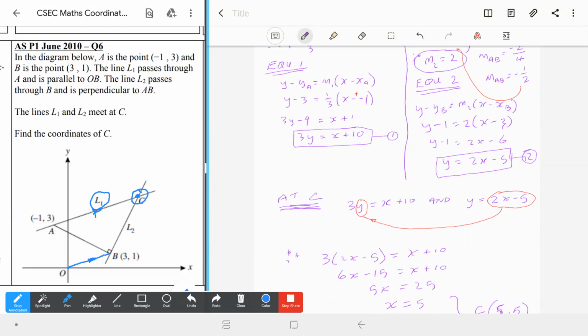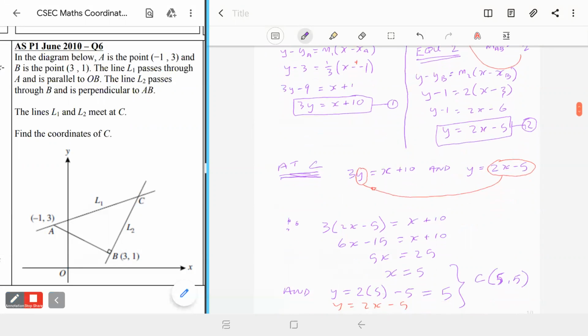So you solve them simultaneously. That's why we have to get the two equations. Now that we have the equations, we can say that at the point C, the first line is valid and the second line is valid. So at the point C, 3y equals x plus 2, and at the same time, y equals 2x minus 5. So we're solving them simultaneously.